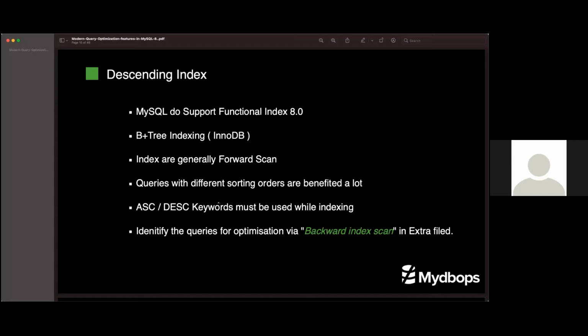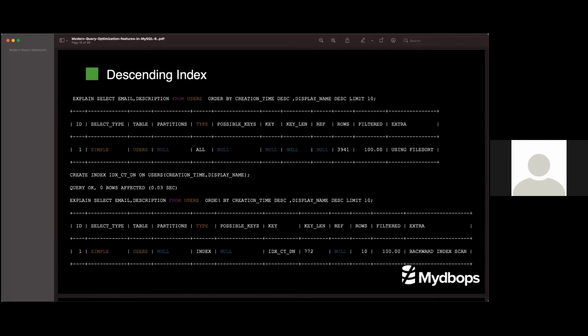And also the benefit is more. You can reap about 10 to 15% of the benefit by having an ordered index, because forward scans are much better when compared to a backward index scan. So these queries are easy to identify.